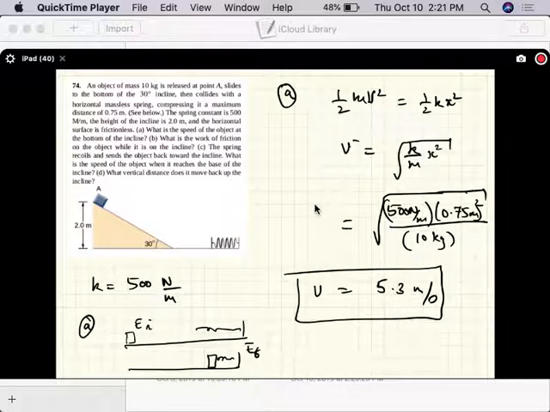So again, this thing slides down from 2 meters, and after its collision back, it comes back roughly half the distance.